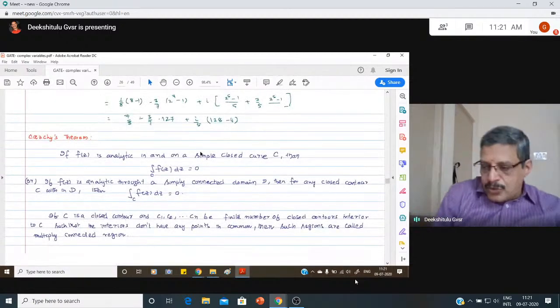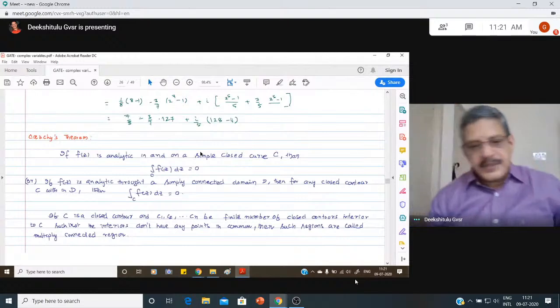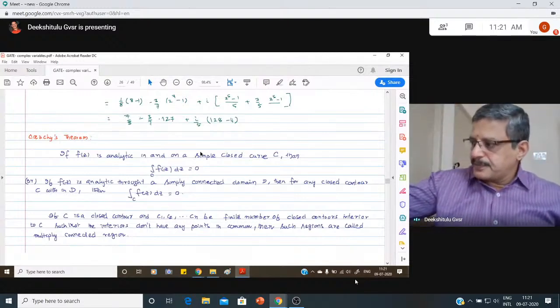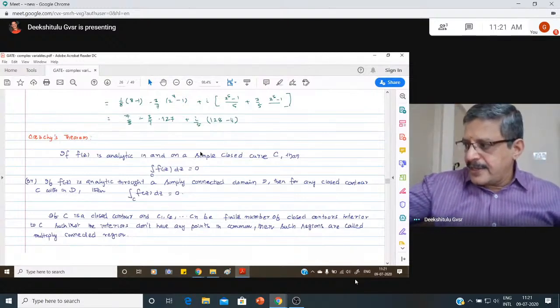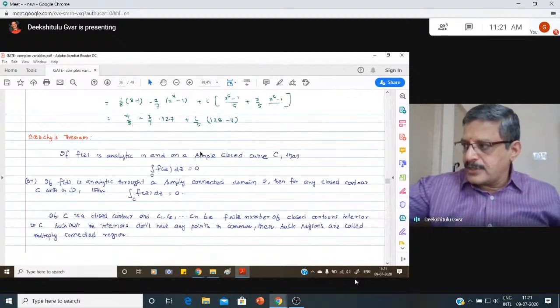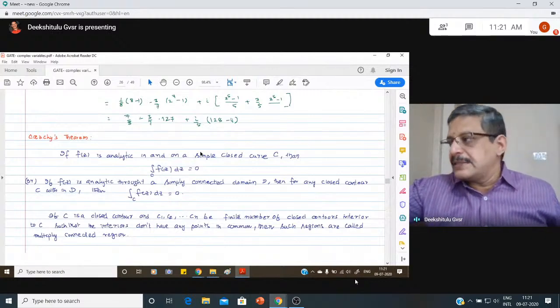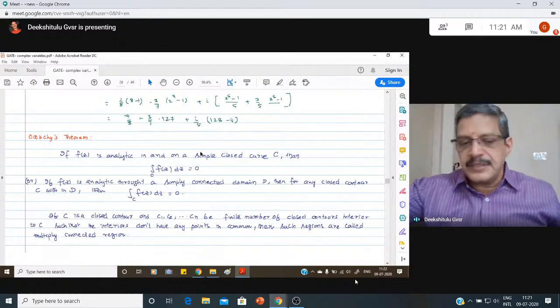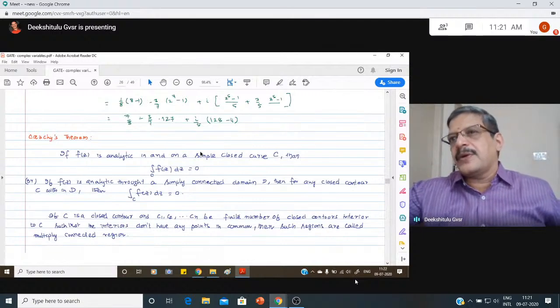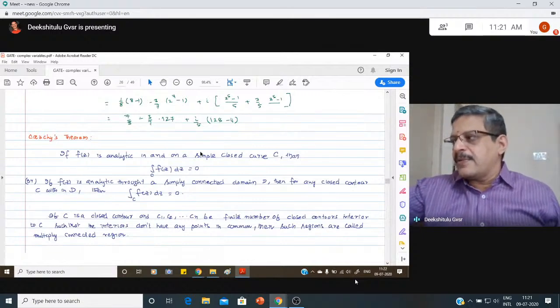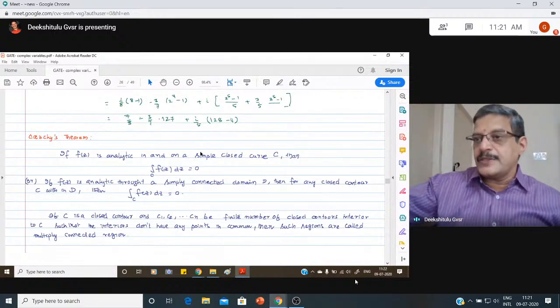Then comes the most important result, that is Cauchy's theorem. Cauchy's theorem, in fact, changed the whole process of complex integration and the theory of complex integration. If you understand Cauchy's theorem, most of the problems we have done earlier become very simple once you know Cauchy's theorem clearly.